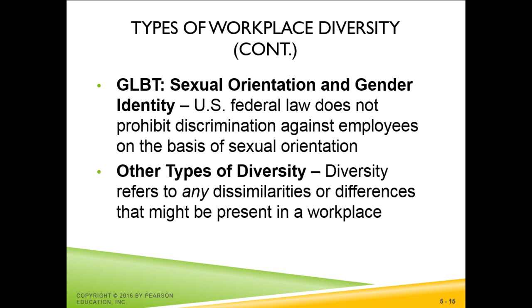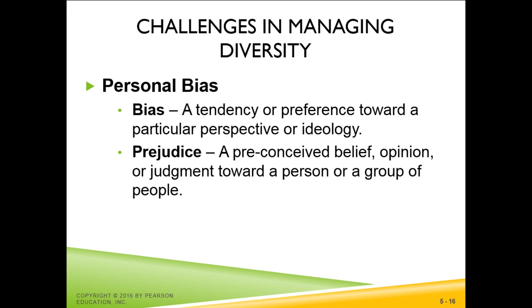Sexual orientation has been called the last acceptable bias. A bias is a term that describes a tendency or preference towards a particular perspective or idea. It is generally seen as a one-sided perspective. Our personal biases cause us to have preconceived opinions about people and things. Such preconceived opinions can create all kinds of inaccurate judgments and attitudes.